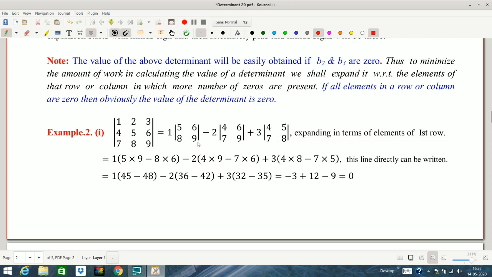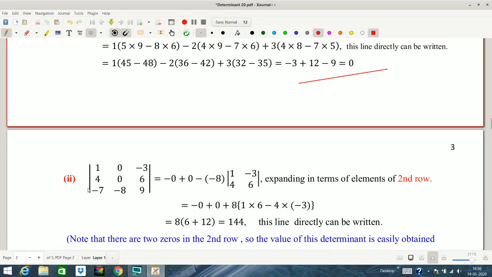Now expand with the rule of expansion of a second order determinant. Here it is 5 into 9 minus 8 into 6. Here 4 into 9 minus 7 into 6. Here 4 into 8 minus 7 into 5. And then the calculated value is 0.